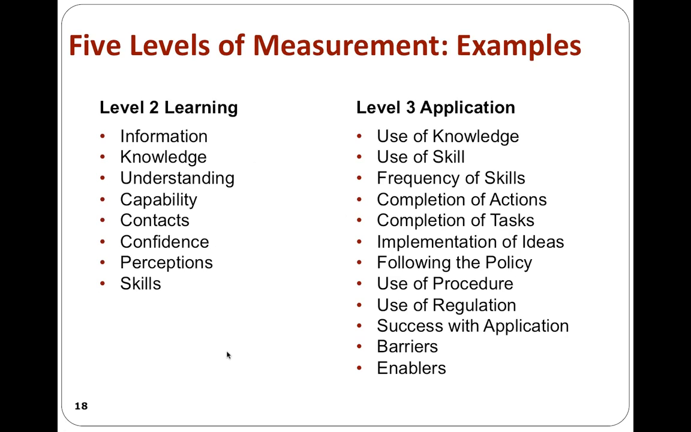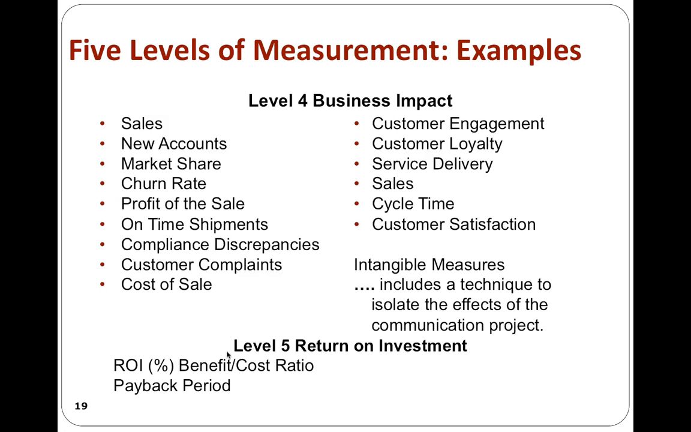But now level 4 is where the interest really is. And let's go to the next slide. And that's the impact. New accounts, sales for existing customers, market share, turn rate, profit of the sale. These are all kinds of measures that we want to see, but remember we want to isolate the effects of our program on the data. And so let's look at how we do that. And of course level 5, it's the ROI. We're going to have 3 different ways to do that. So ROI is a percent, benefit cost ratio, and payback period. 3 different ways to do that.